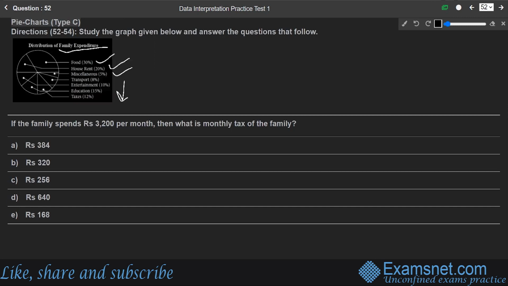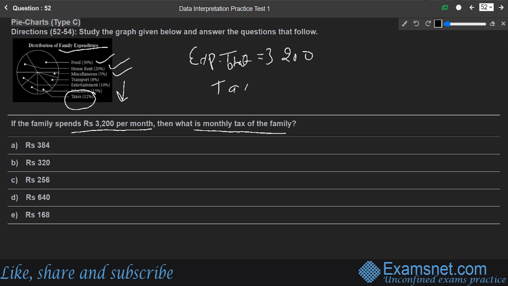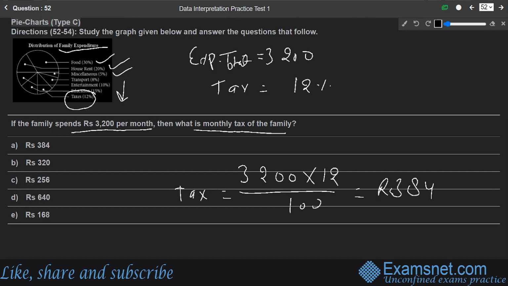Now the first question: if the family spent 3200 rupees per month, so the total expenditure is 3200, then what is the monthly tax of the family? The tax item has been given as 12%. So tax is 12% of the total expenditure, and we have to find 12% of 3200. That is 3200 divided by 100, so 32 into 12, which gives a value of rupees 384. That is the amount they pay in taxes. Rupees 384 becomes the right answer.